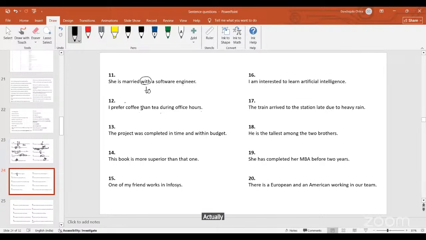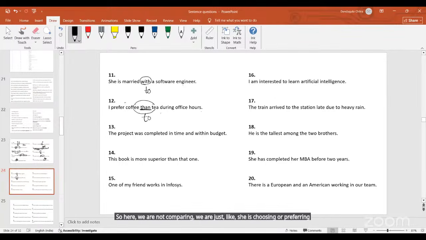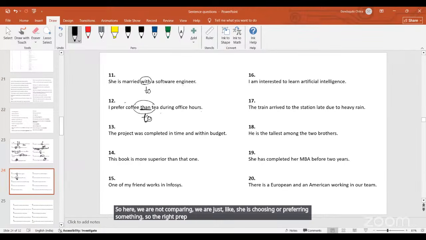Actually, here it is not anything like comparing both. So it is preferring. I prefer coffee to tea during office hours. Yes, right. So here we are not comparing. We are just like she is choosing or preferring something. So the right preposition that we should use is to. So I prefer coffee to tea.